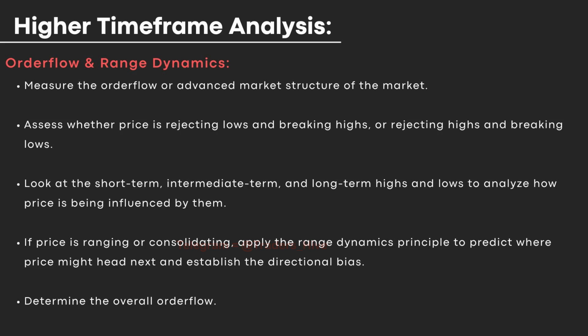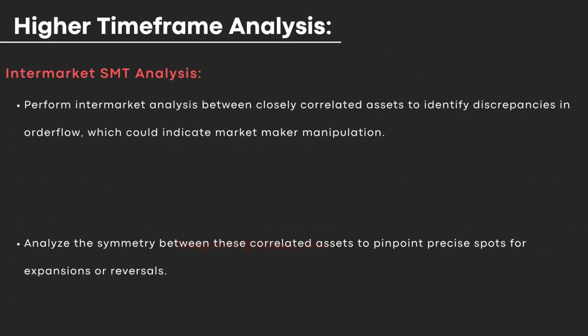Now let's move on to the next slide. Here in this slide, let's break down intermarket SMT analysis. First, perform the intermarket analysis between closely correlated assets. This means that you're going to be comparing the behavior of assets that are linked with each other, right? The goal here is to spot discrepancies or non-symmetry in their order flow, basically meaning moments in price action where one asset behaves differently than expected compared to the other.